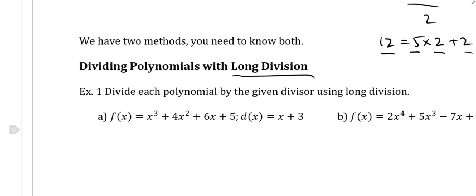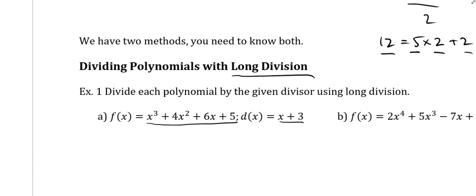Divide each polynomial by the given divisor using long division. So it gives us f of x, and then it gives us d of x. And remember, we're dividing d of x into f of x. It's f of x divided by d of x. That's just the rule that we're going with today for the lesson. That's not always a rule, right?